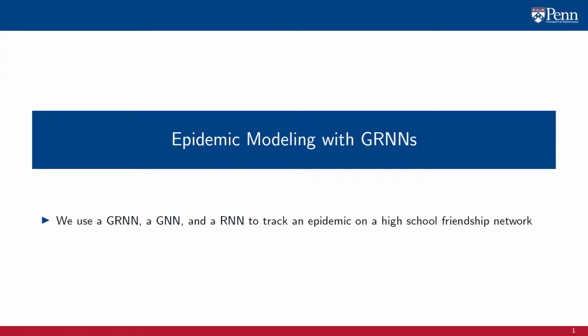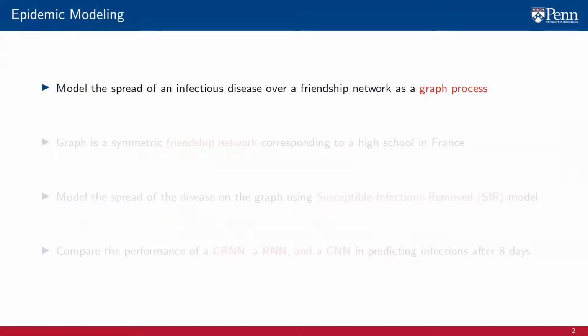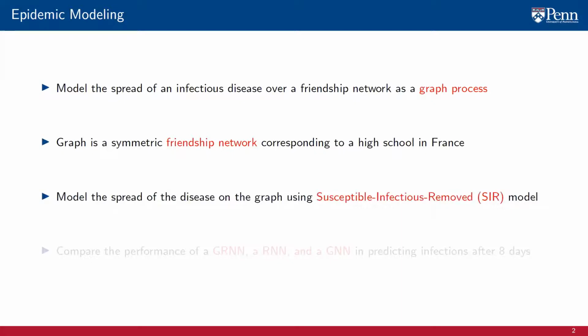In this part of the lecture, we explore an application of GRNNs, epidemic modeling, and compare them with GNNs and RNNs. The epidemic modeling problem consists of modeling the spread of an infectious disease over a network of friends as a graph process, and using samples from this graph process to predict the number of infected people at a certain point in time. The underlying graph is a friendship network built from real data from a high school in France.